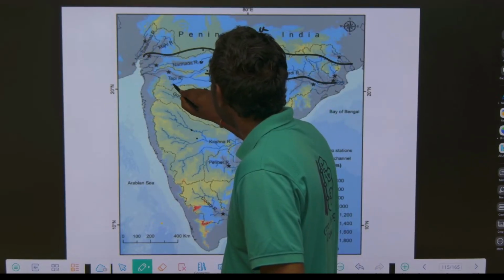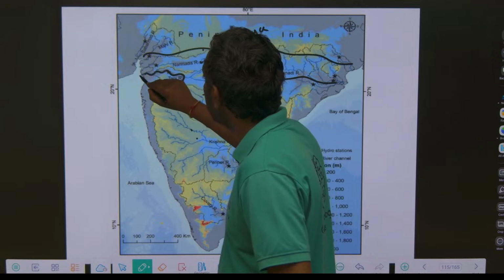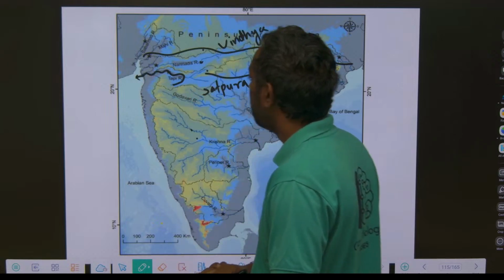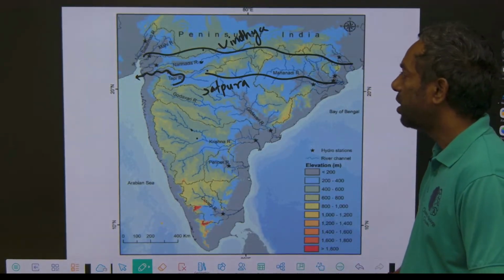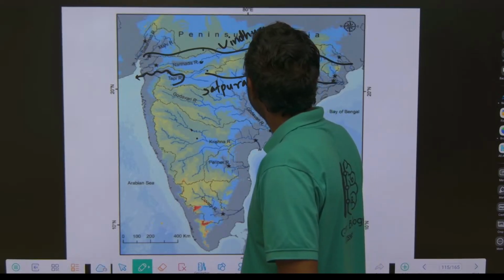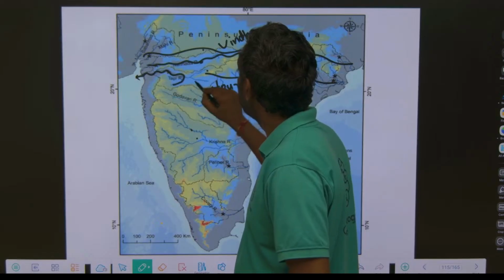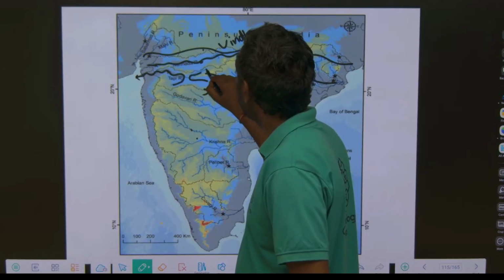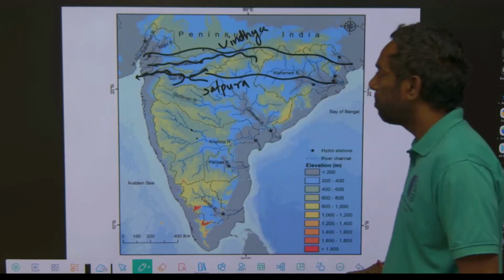Tapi river, which is developed here in Maharashtra, enters into Gujarat and finally reaches the Arabian Sea. This is Narmada River, Narmada River is produced here, guys. But Tapi River from here.